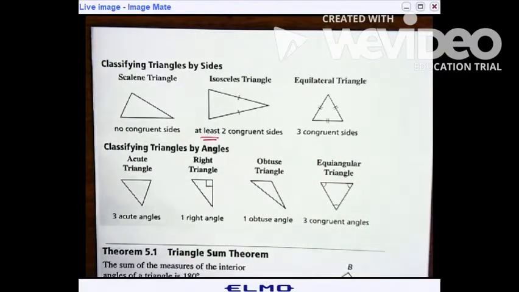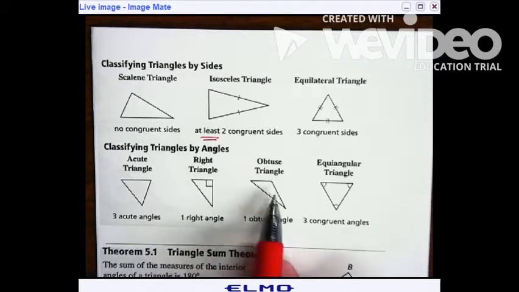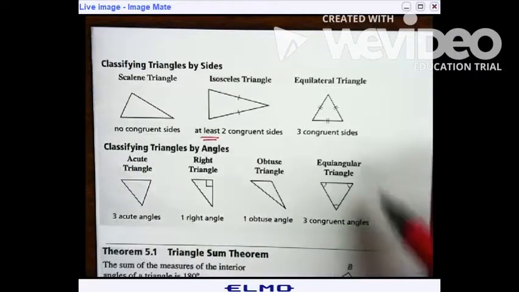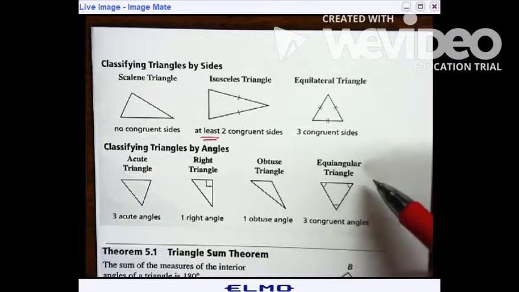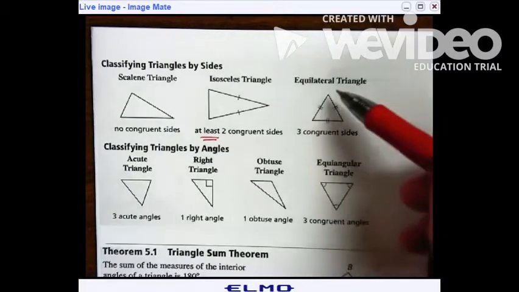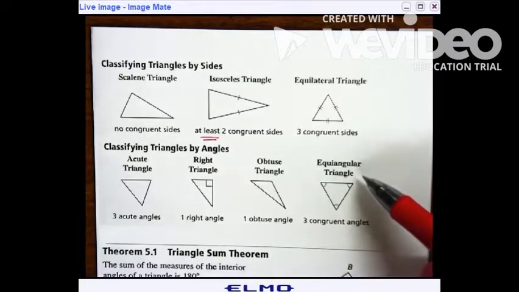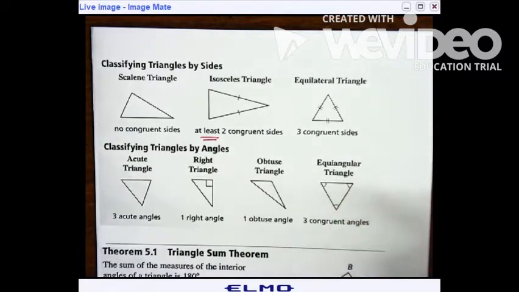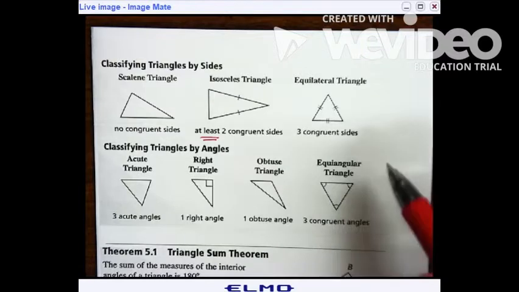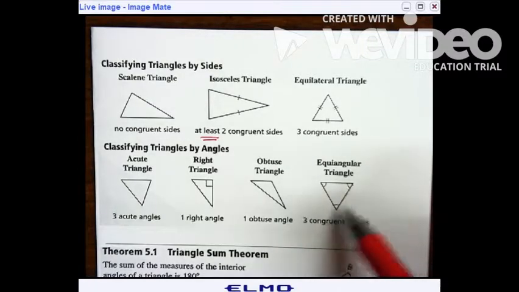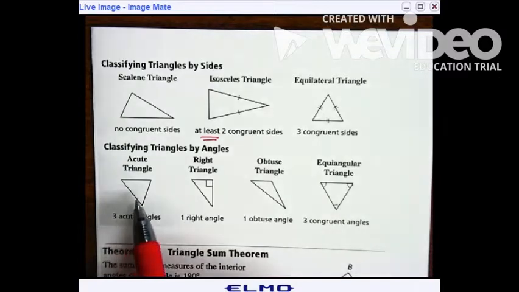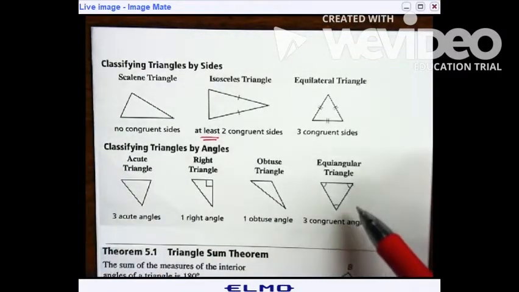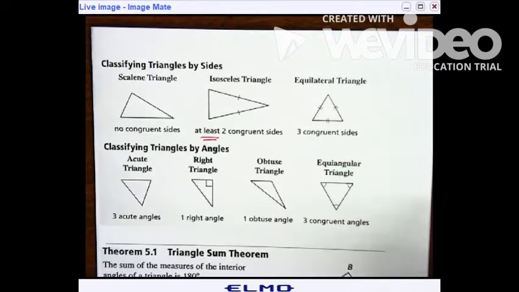We can also classify triangles by the angles. Acute triangles have all three angles acute. Right triangles have exactly one right angle, and obtuse triangles have exactly one obtuse angle. And then there's this other one which you may or may not have talked about before: equiangular triangles. Just like equilateral means all the sides are equal, equiangular means all the angles are equal, so all three angles are congruent. Keep in mind, this means that equiangular triangles are always going to be acute. Also, equiangular triangles will always be equilateral as well.